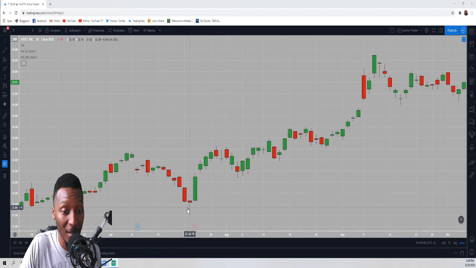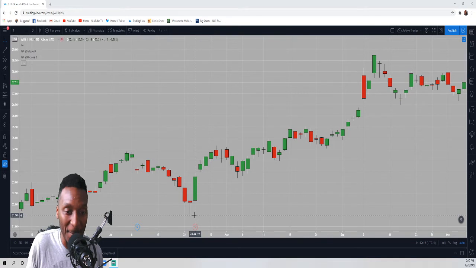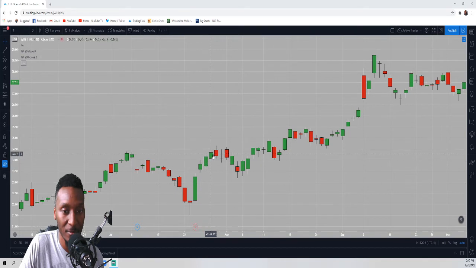So what that means is there were a lot of buyers right here waiting on this area. This was the price where some people were willing to buy AT&T. Like, this was their price. This is where they found the value of AT&T. And so you see it push up.